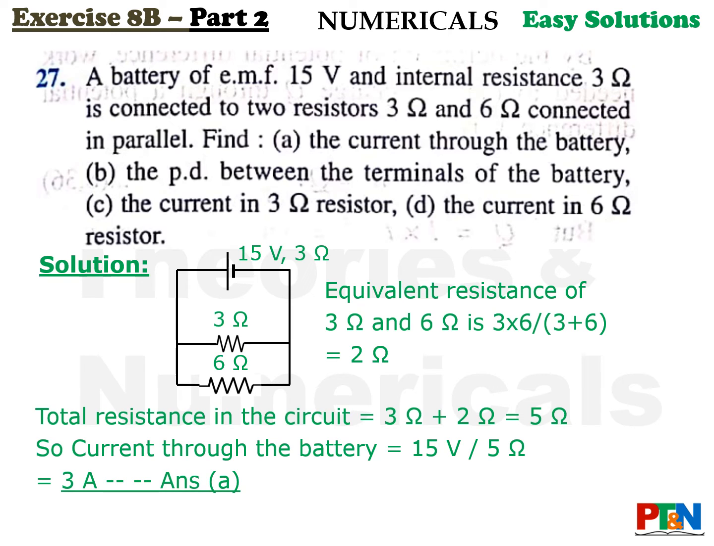So this is the setup given. 15 volt battery, internal resistance 3 ohm, and two resistors connected in parallel. So again you see 6 ohm and 3 ohm have come in parallel, so equivalent resistance will be 2 ohm. So total resistance of the circuit is this equivalent 2 ohm that we got plus the internal resistance of the cell. Total it will be 5 ohm. So current drawn through the battery is 15 by 5, that is 3 ampere. That is the answer to your question number A.